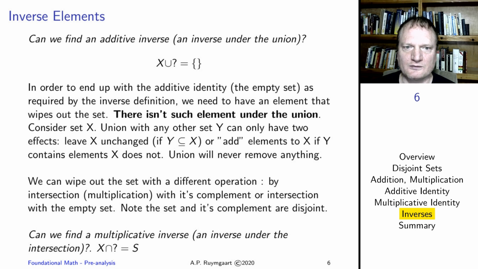The same is true for the multiplicative inverse. We could ask, is there an element, question mark, where x intersection question mark equals our multiplicative identity, which we saw was the universal set? So an intersection of x with something must yield the universal set. We also find that there is no such element, because we're not going to get a set larger than x with an intersection operation. So we do not have inverses for the definitions we have for set addition and multiplication.